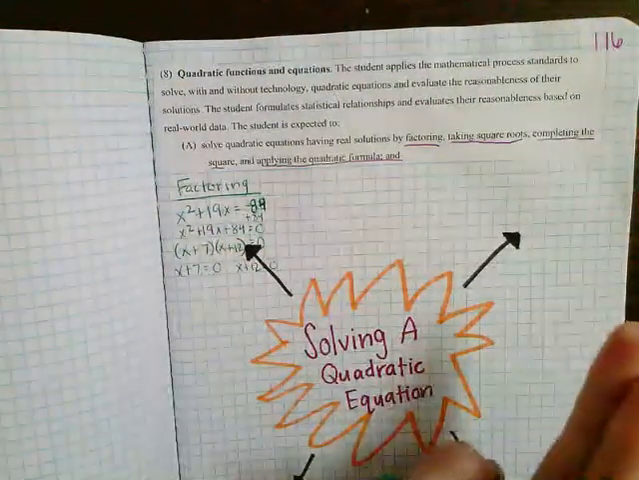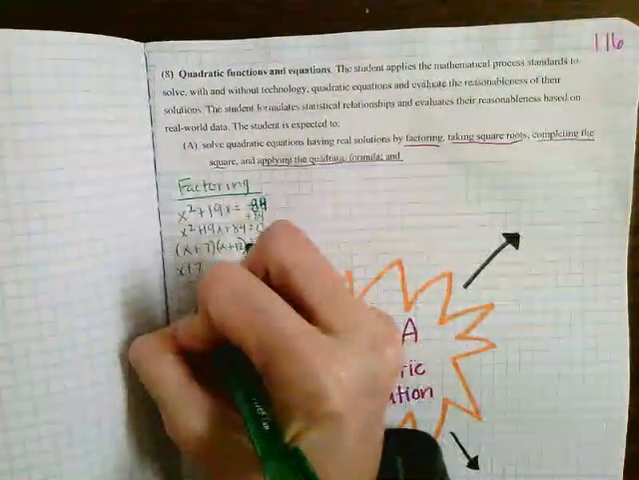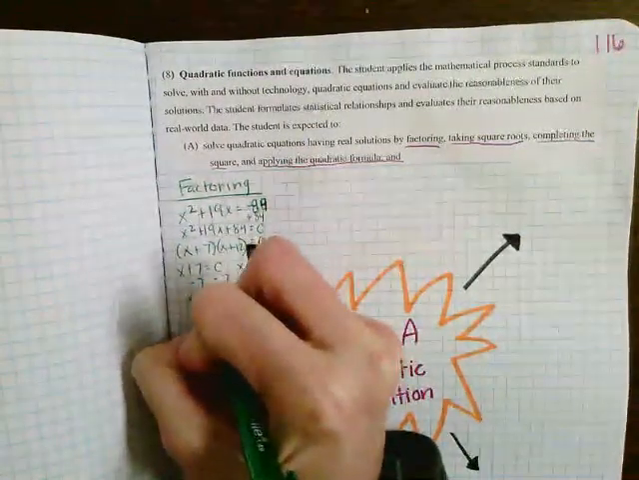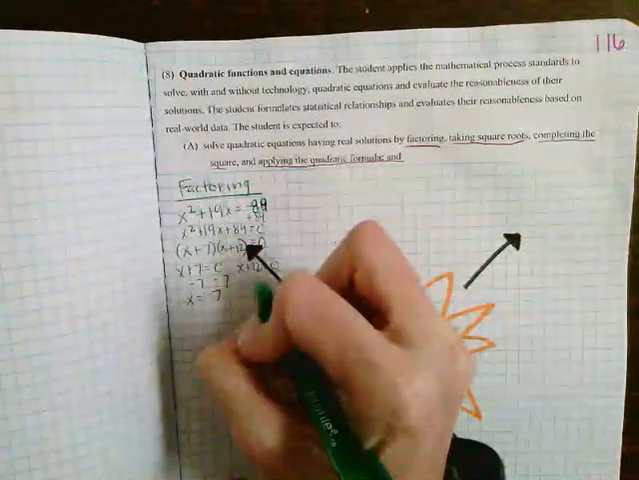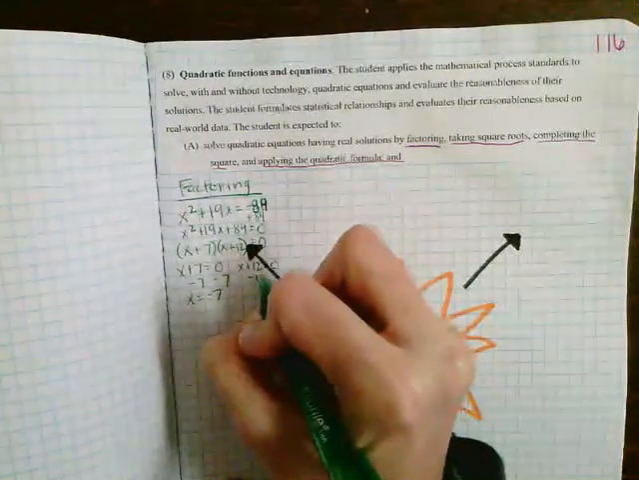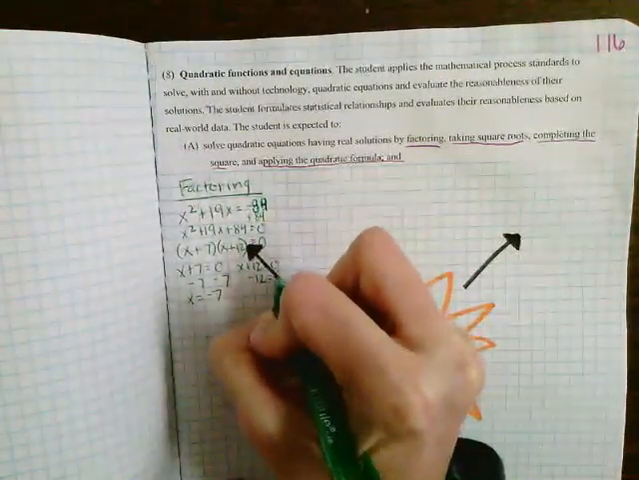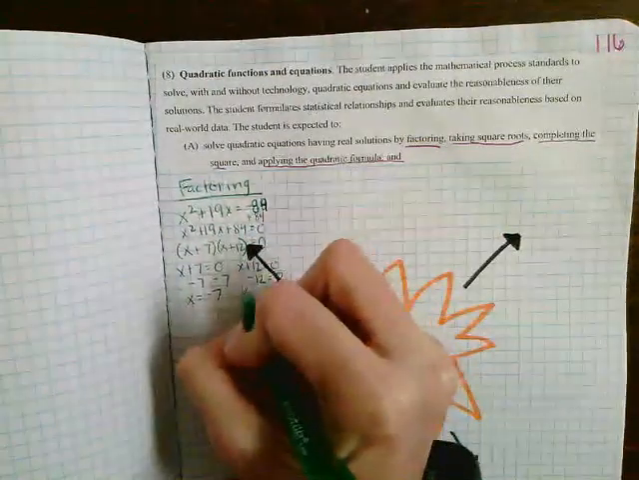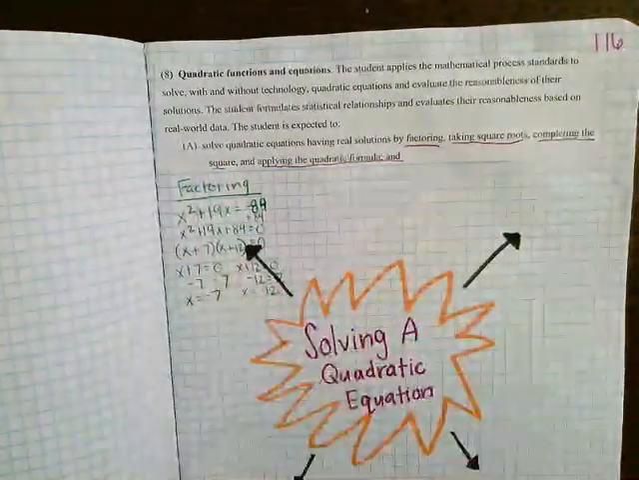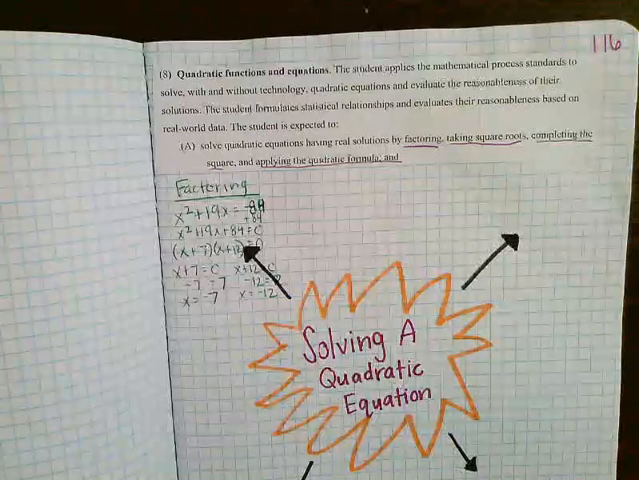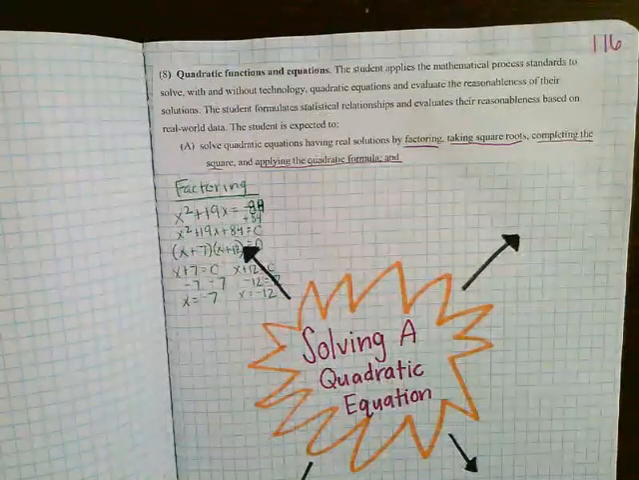Then you're going to simply solve. Minus 7, x equals negative 7. Same thing on this side. Subtract 12 on this side. x equals negative 12. Okay, that means that that's where it's crossing the x-axis.